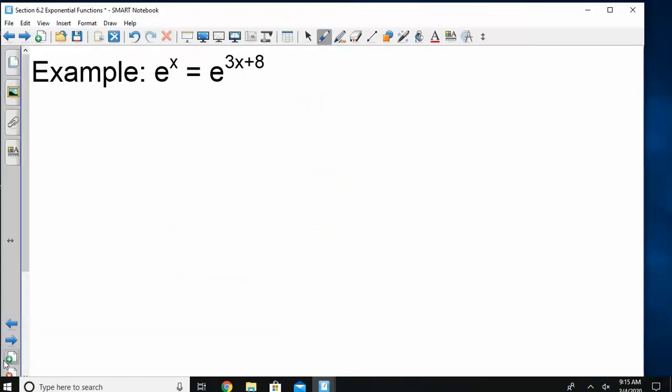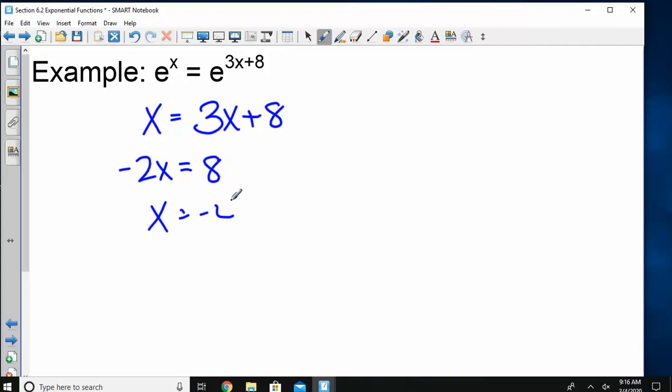Do that one. Base can be anything. So it doesn't matter that it's an e, it's the same on each side, so you just get to set the exponents equal. So -2x equals 8, and x is -4. We're going to do just a few more.